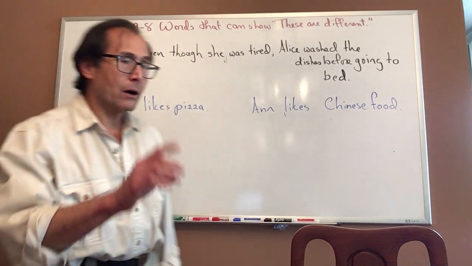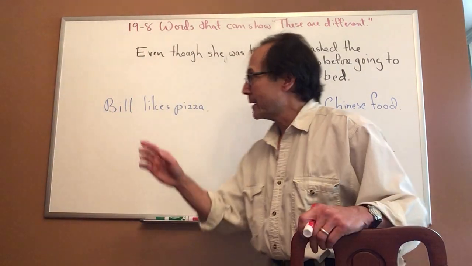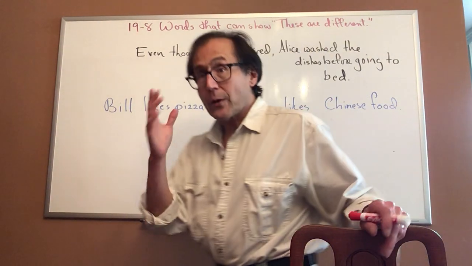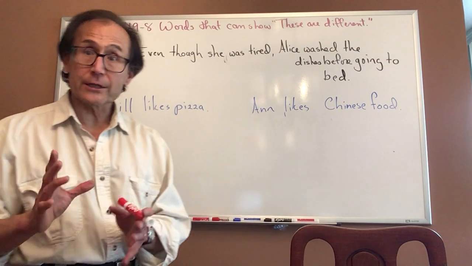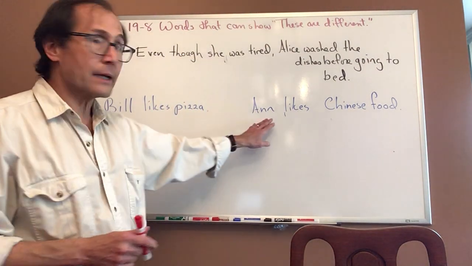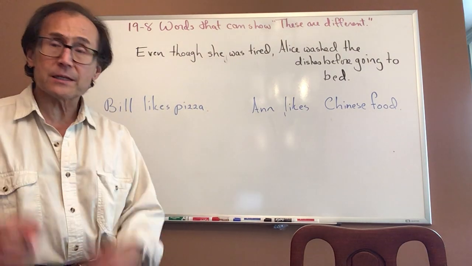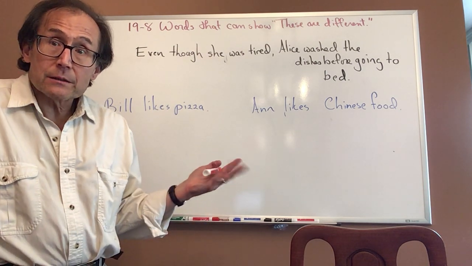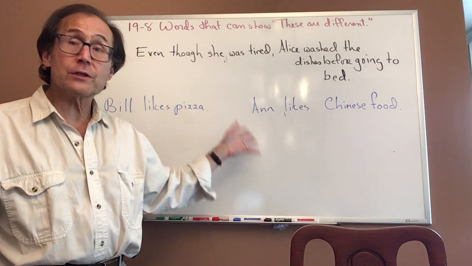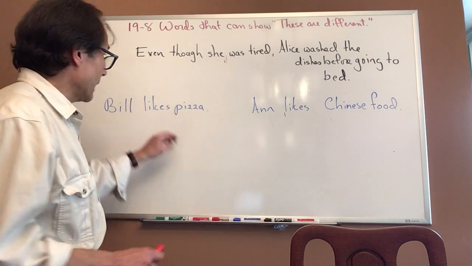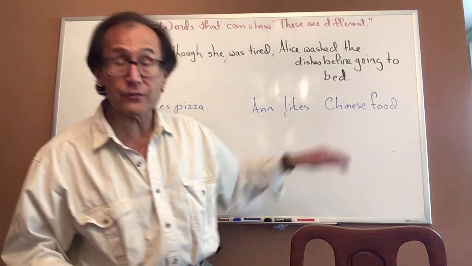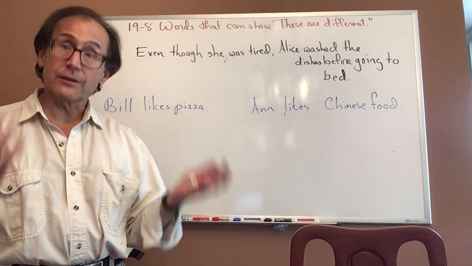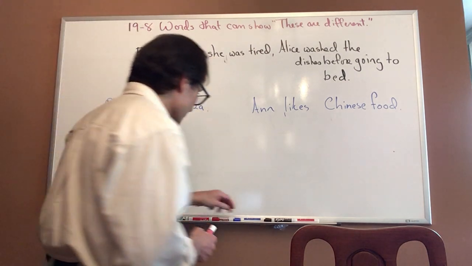Okay. What I want you to see here is, if Bill is a friend of mine and Anne is a friend of mine, probably there is no connection between Bill liking pizza and Anne liking Chinese food. In other words, if Bill likes pizza, Anne liking Chinese food is not expected. That's not unexpected. They're two different people. So they're different, but it's not a matter of it being unexpected. They're just different. Let me give you another example with that.